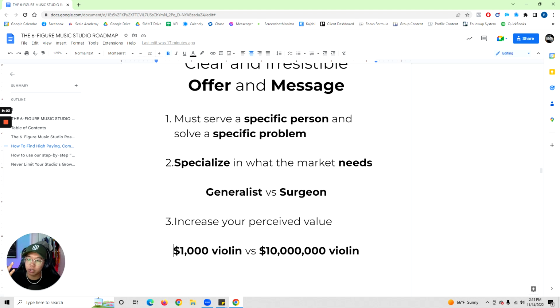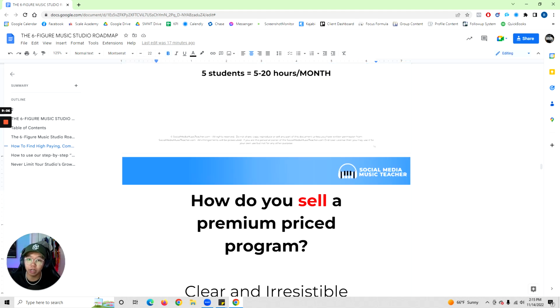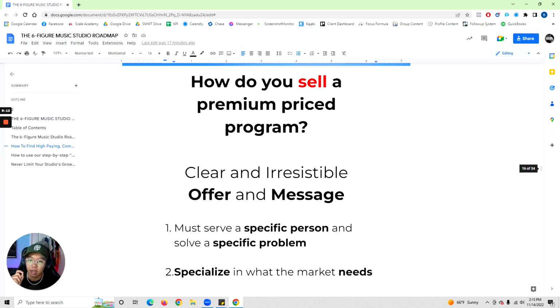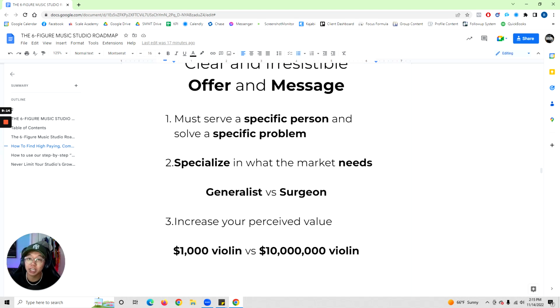So the two things that we've learned so far that are really important is, one, we need to have a high price point, and that price point needs to be based on the transformation that you provide. And then two is that we need to specialize in a specific person and a problem, right?